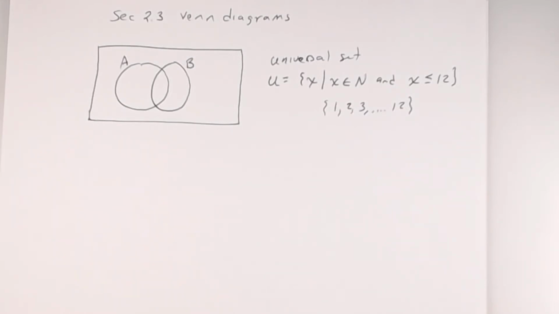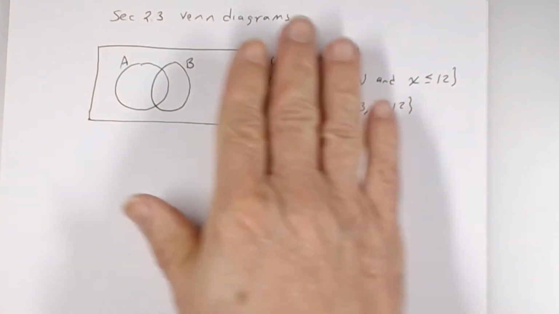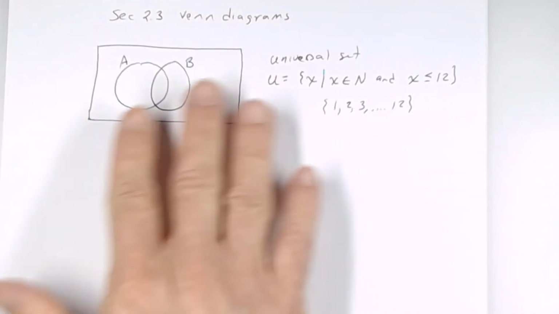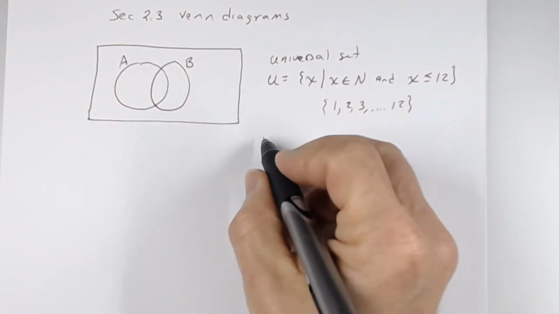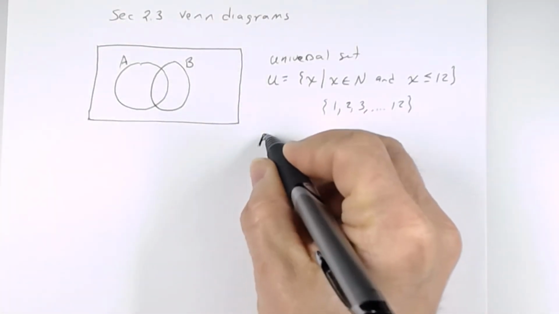Okay, so how many elements will be in this rectangle? 12. 1, 2, 3, all the way to 12. All right. So that's my universal set. So my universal set is everything that's in here. Is that clear? That's what I mean by universal. Universe. Think universe. Universal. Let's go about set A.